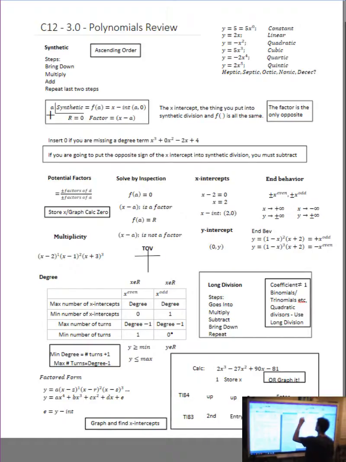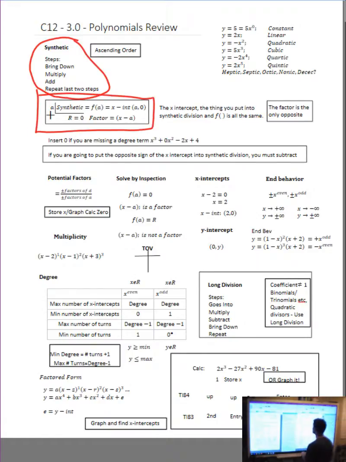But this is a review sheet, so this is going to be the things that we do. The biggest thing we're going to do in this chapter is polynomial division with synthetic division. Following this format, remembering that the x-intercept and the thing you put into synthetic division and f of a are all the same. The only thing that's the opposite is the factor. Remember, we have to insert 0 if you're missing a degree term.